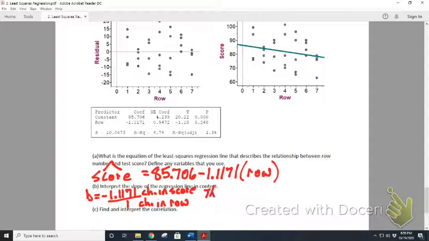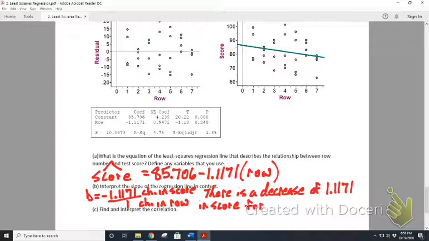There is a decrease of 1.1171 in score for every one row.